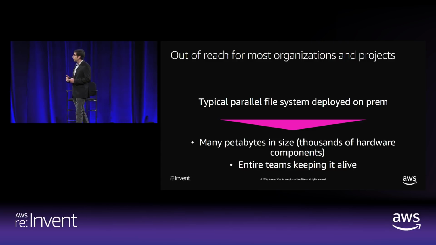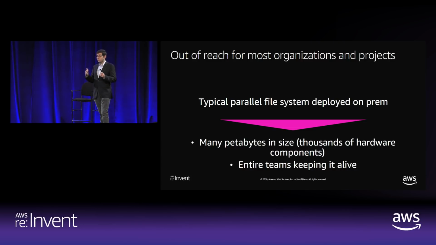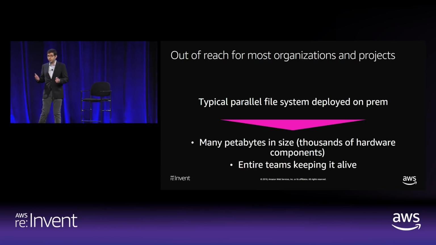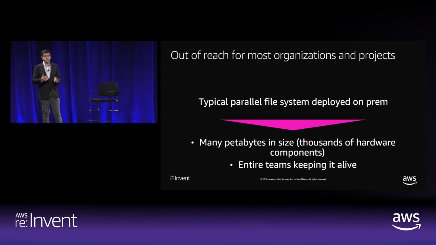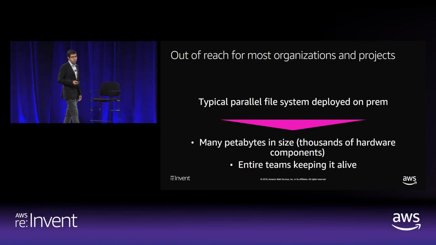Most of these file systems are petabytes in size because what companies generally do is build them for peak capacity across teams. So now you're talking about clusters that are maybe tens or hundreds of servers with thousands or tens of thousands of disks, which is a very challenging thing to keep alive. What customers have told us is that they have entire teams dedicated just to keeping these parallel file systems alive. That's great if you have the luxury of having those teams available, but for most projects, that's not a reality.